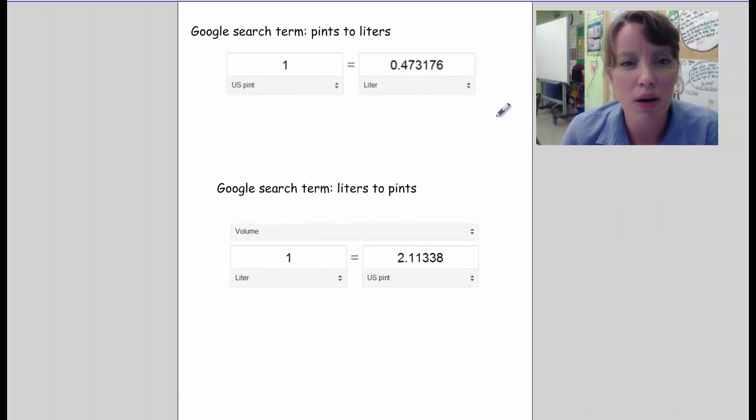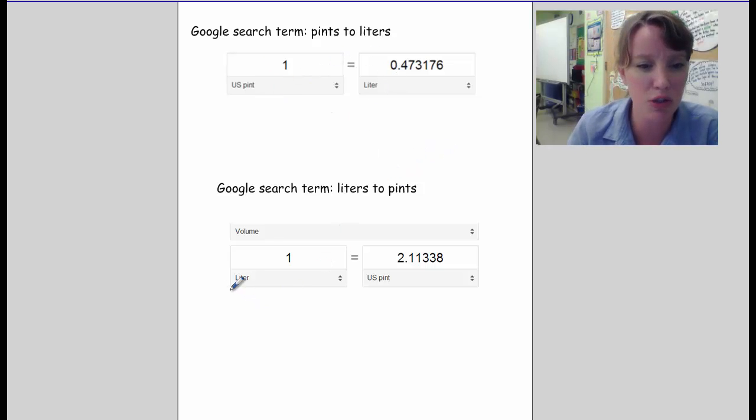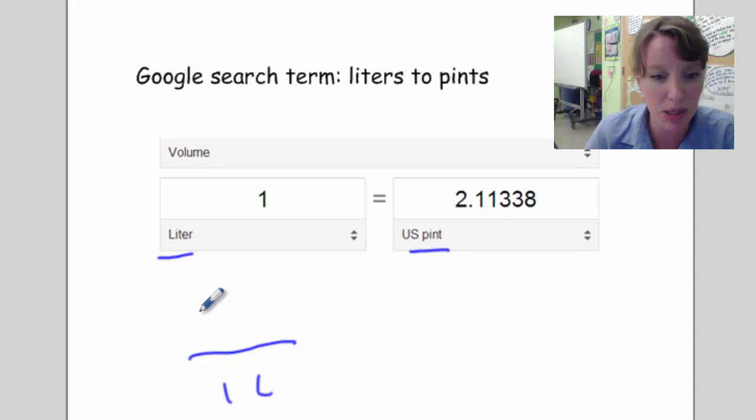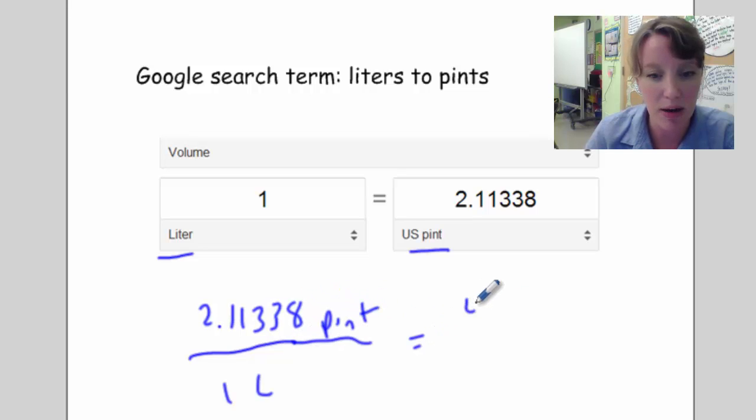Okay, I wanted to make sure you understood something here for a minute. Now, I searched pints to liters, but I could have easily searched liters to pints. So just like in 1 pint there's less than a half of a liter, it makes sense that in 1 liter there's more than 2 pints, okay? I could have used either one of these conversions in order to convert 4.5 pints into liters. If I used this one, I would have just had to put 1 liter on the bottom here, 2.11338 pints here.